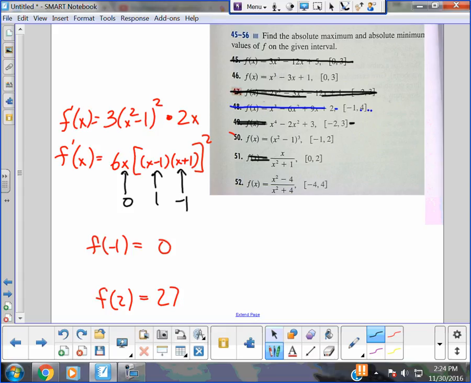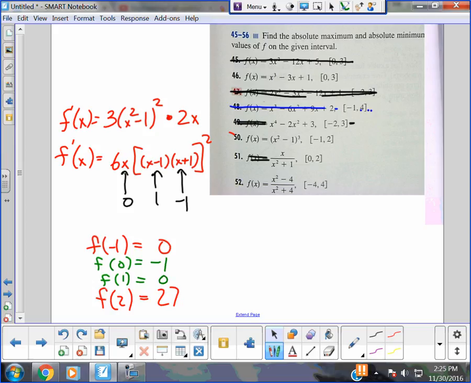But what's inside my interval? Well, they all are. -1 is actually one of the endpoints of my interval. All right, so I already got that. And 1 and 0 are inside. So I have to include these two values now, which are critical points inside the interval. All right, let's do some math. 0 squared is 0, -1. This is -1. I plug in 1, and I get 0.